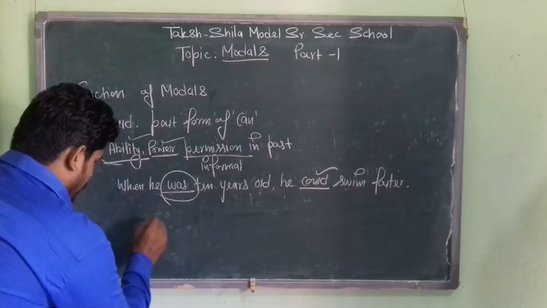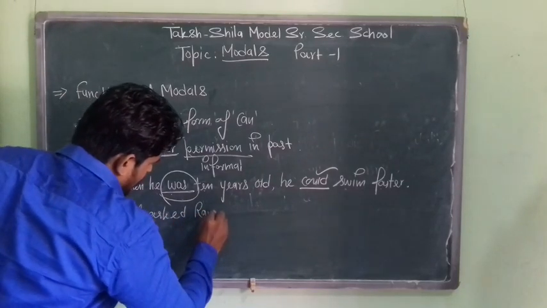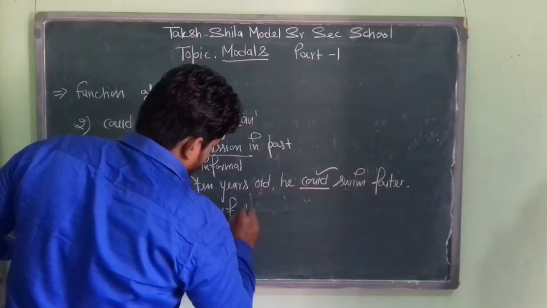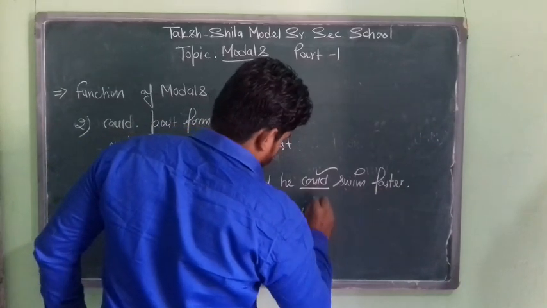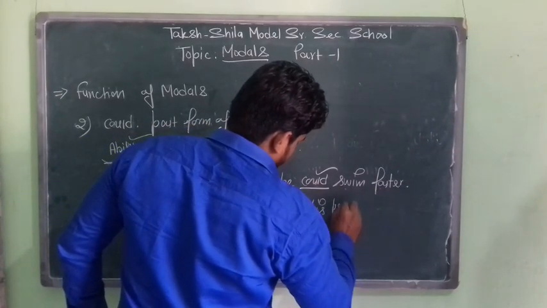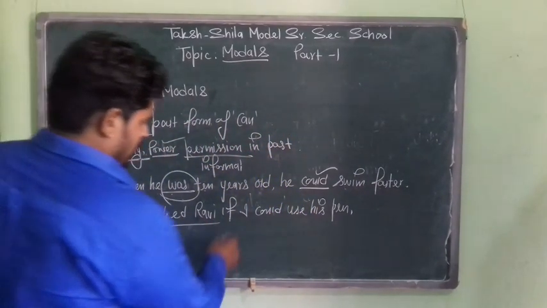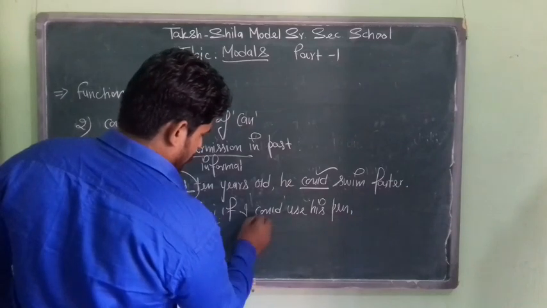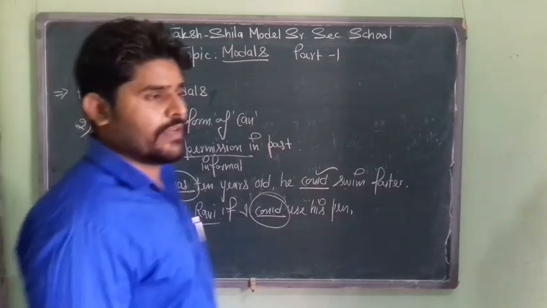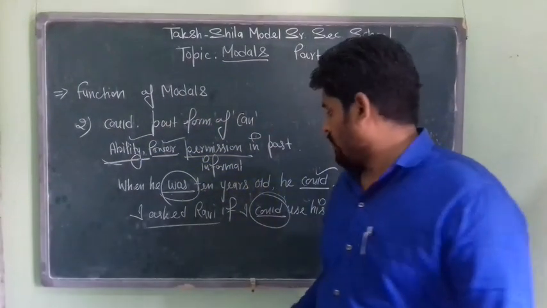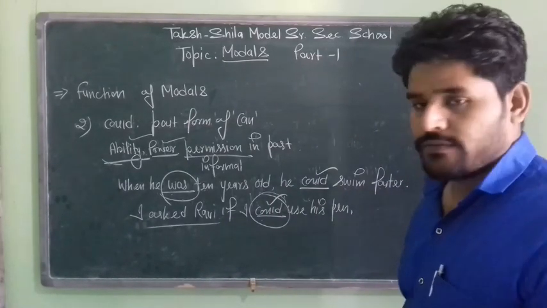For example, I asked Ravi if I could use his pen. So students, here I asked Ravi, my friend, if I could use his pen. So here I have used could for permission. I asked Ravi if I could use his pen. So for taking permission in the past, we use could in place of can.